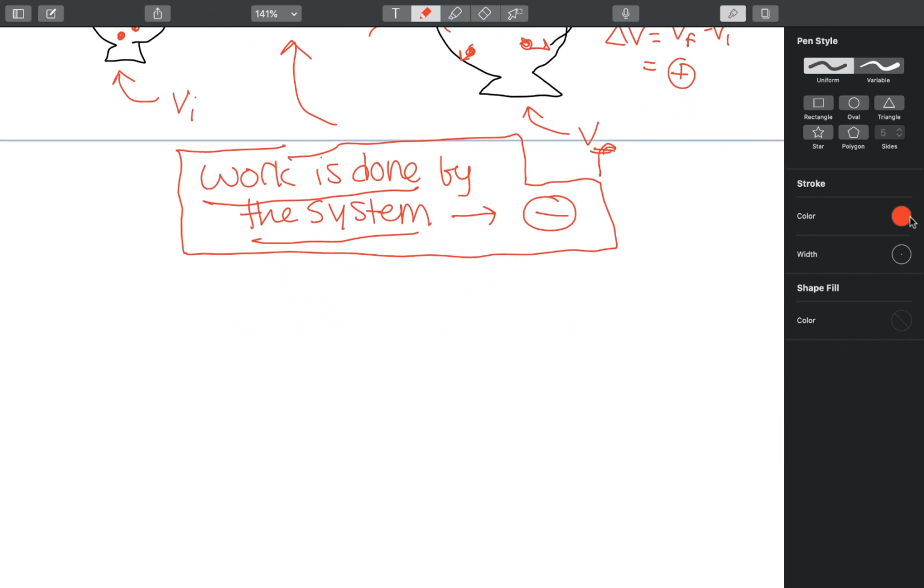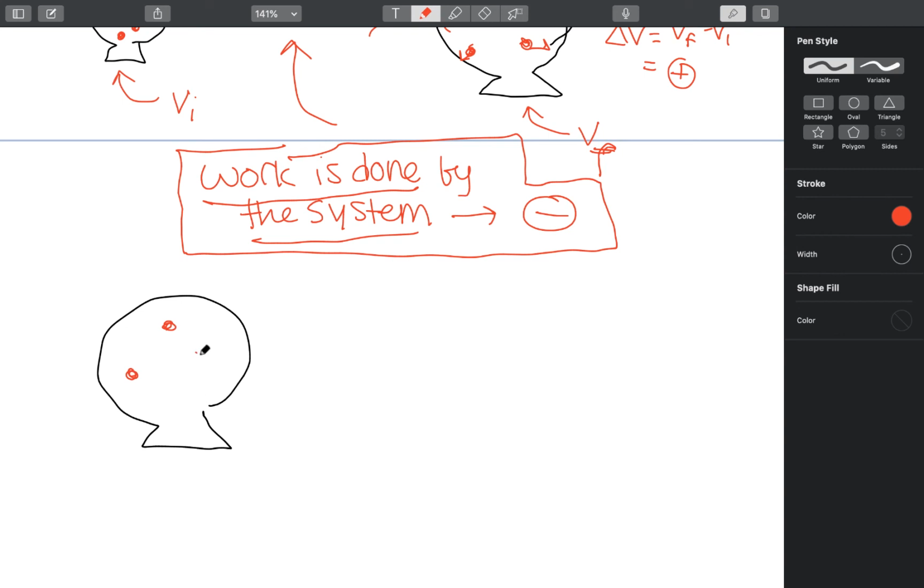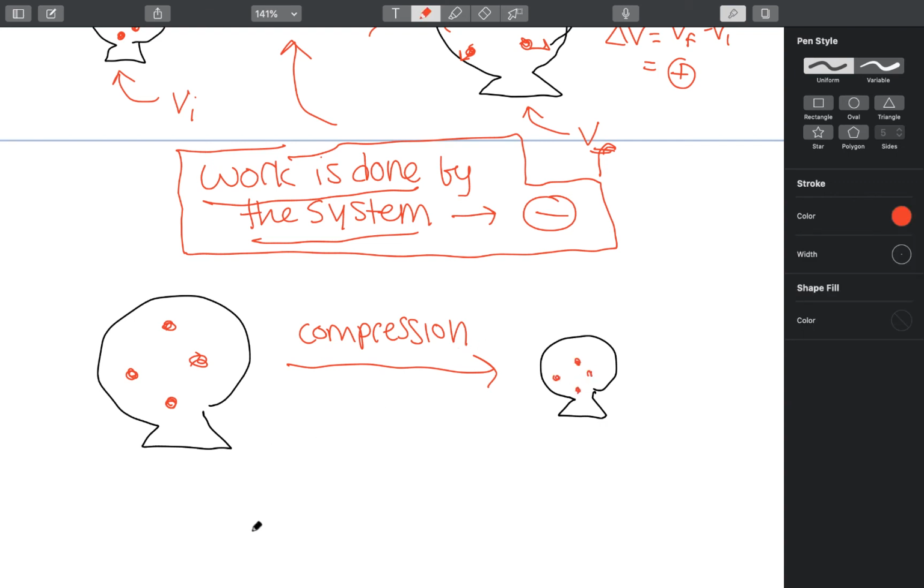Now let's do a compression. So let's just say we have our balloon here, and then inside we have our gas molecules once again. And let's just say this time we do a compression. This time P outside the balloon, or pressure outside the balloon, is greater than pressure inside. So what happens is that the balloon will decrease, which makes sense. So let's put in our gas molecules. So let's name this VI for the initial volume and this VF.